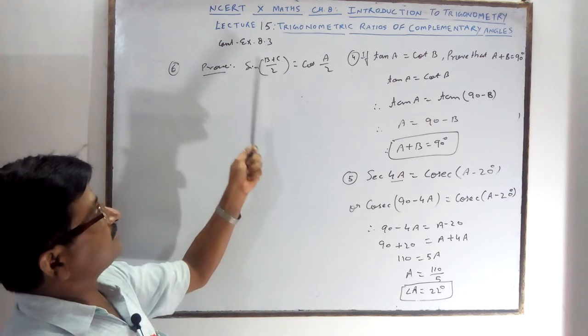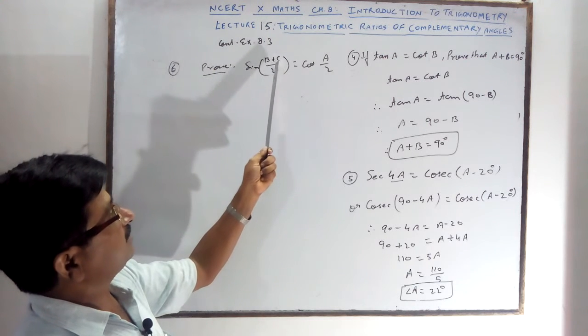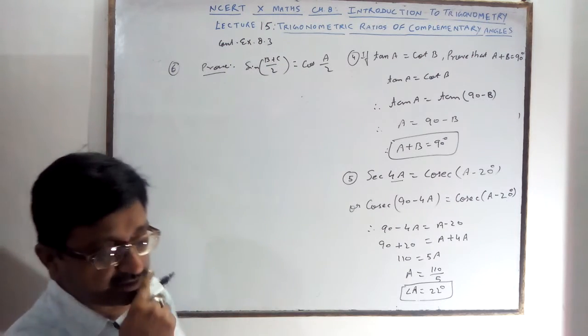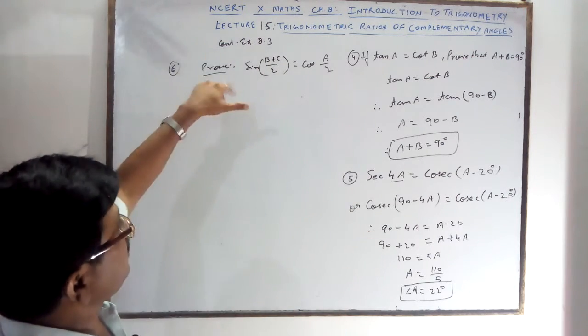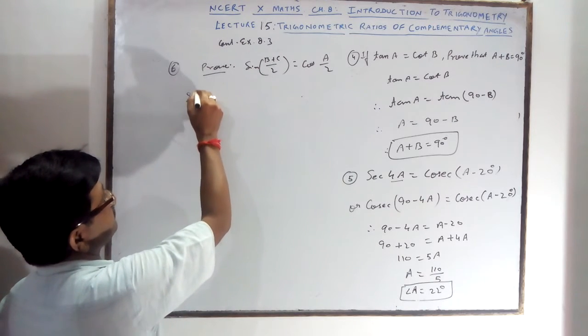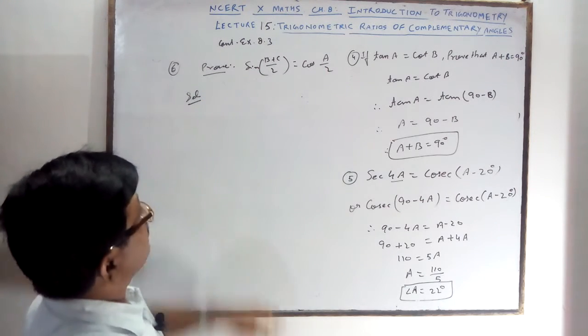If A is on this side, B on that side, or if A is there, then C and B can both be taken on that side. So any questions can be formed. Many questions you can form yourself. How will you do it? Solution. How will you prove it?